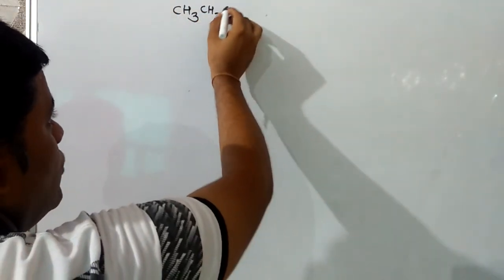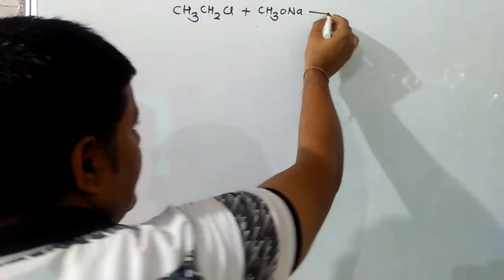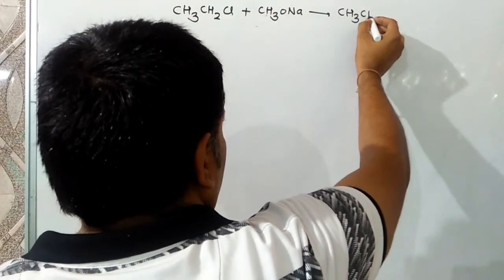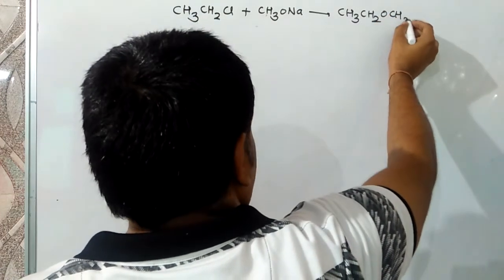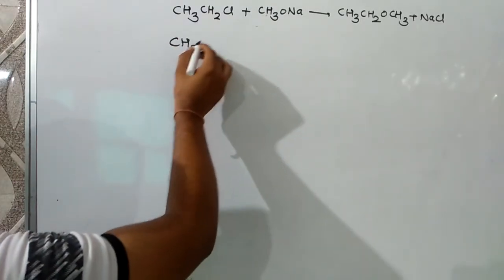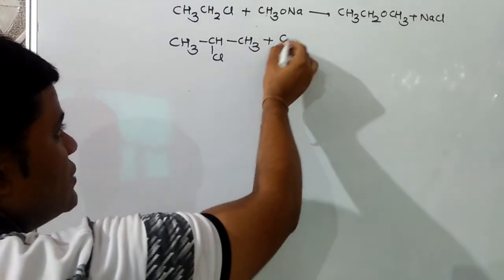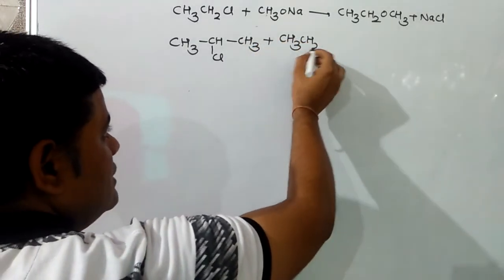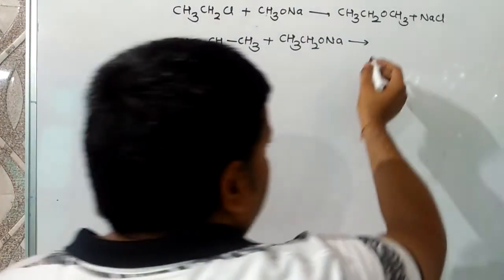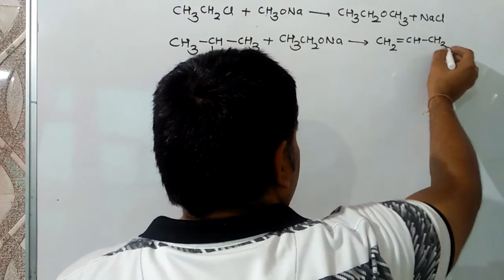For example, chloroethane reacts with sodium methoxide, then what is the product? As the haloalkane is primary, we get an ether, methoxyethane plus NaCl. Next case might be 2-chloropropane reacting with sodium ethoxide. In this case, instead of nucleophilic substitution, elimination takes place, and the product formed will be propene.